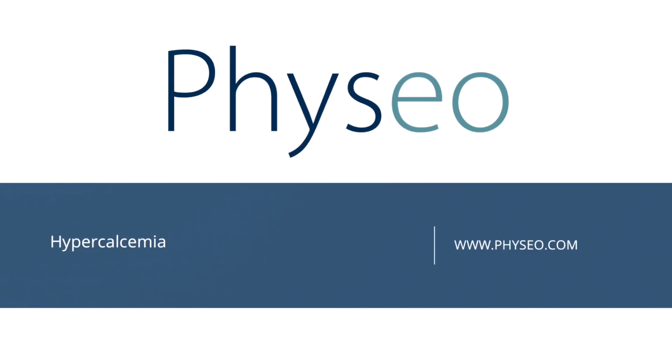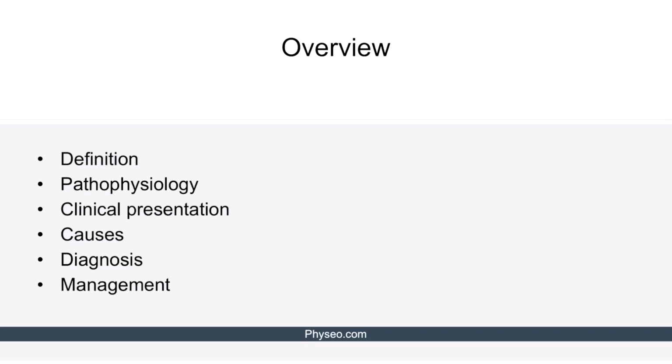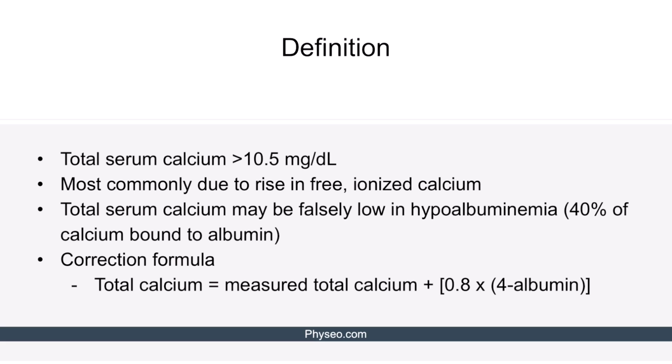Welcome to our video on hypercalcemia. Let's begin. For hypercalcemia, we will discuss its definition, pathophysiology, clinical presentation, causes, diagnosis, and management. Hypercalcemia is defined as a total serum calcium greater than 10.5 milligrams per deciliter.